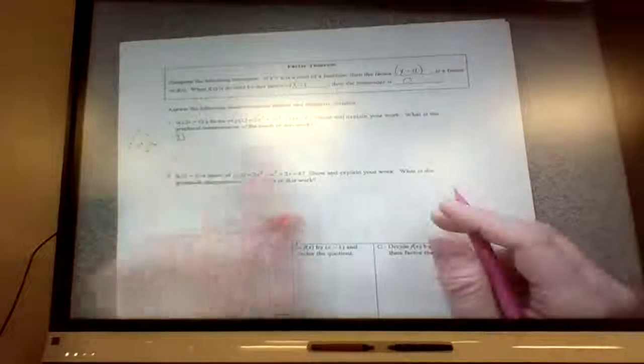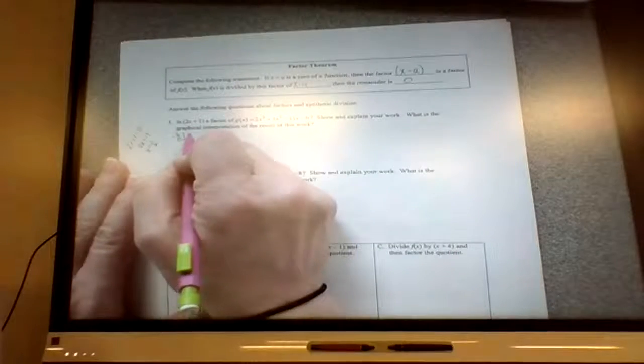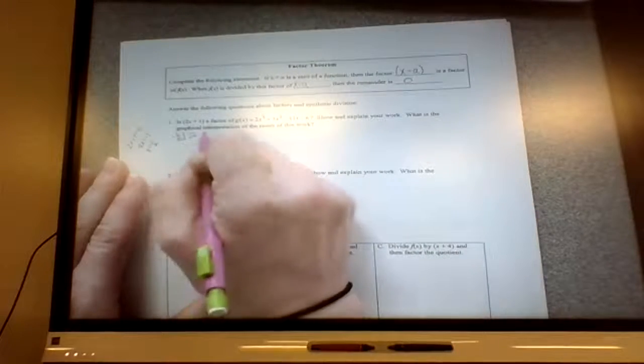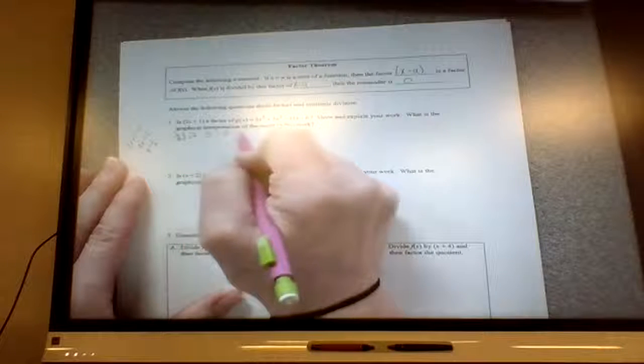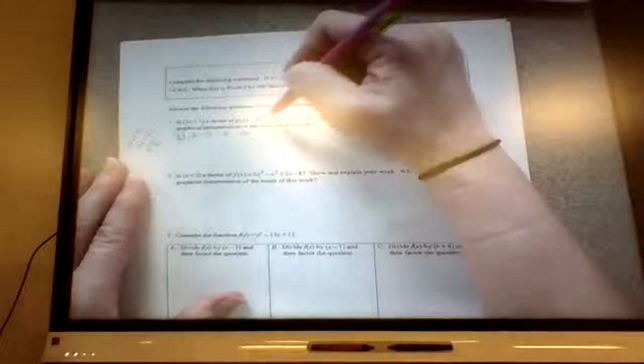And then what's going to go here? 2. 3. Negative 11. Yep. Negative 6. Yes, you just take your coefficients listed in descending order.